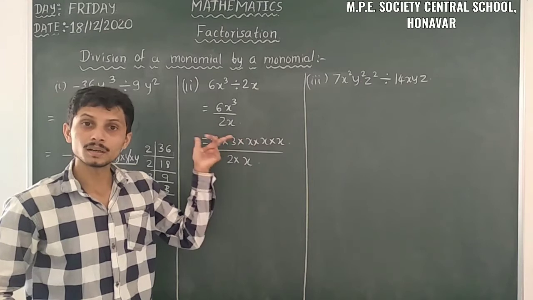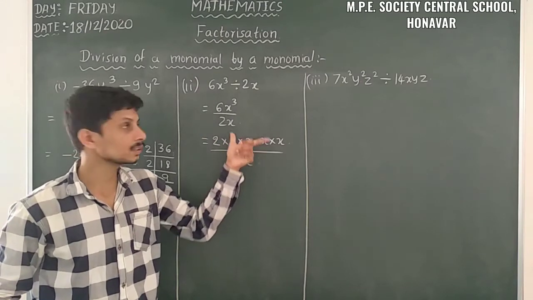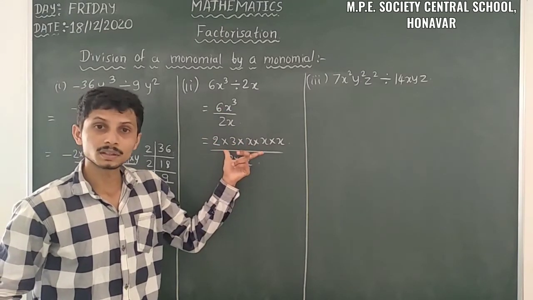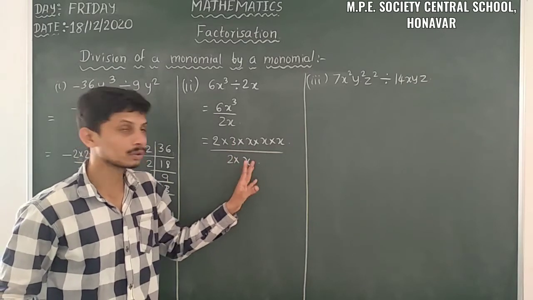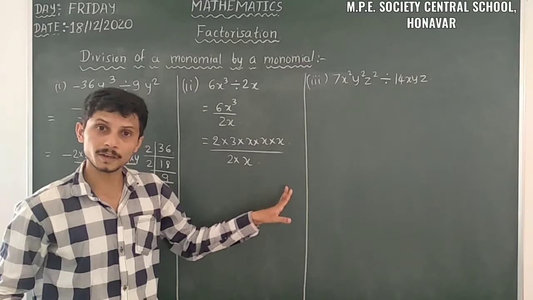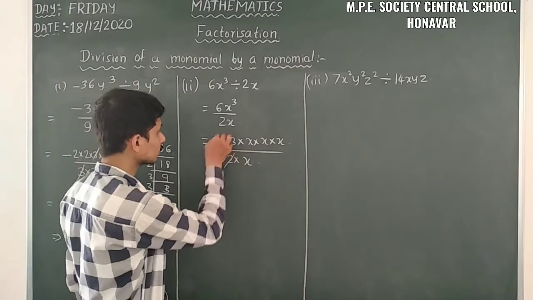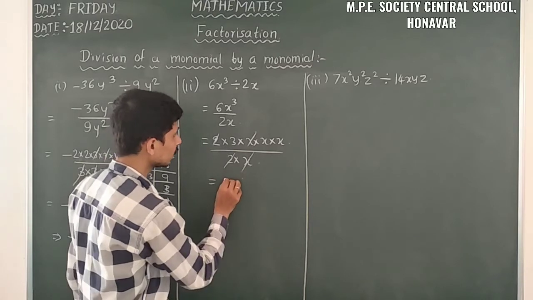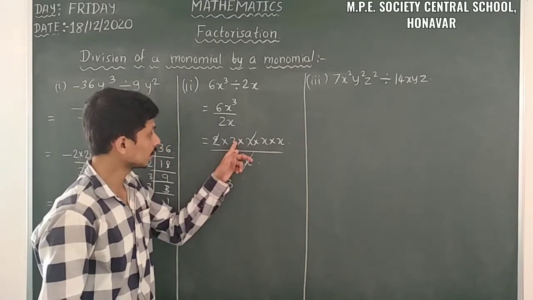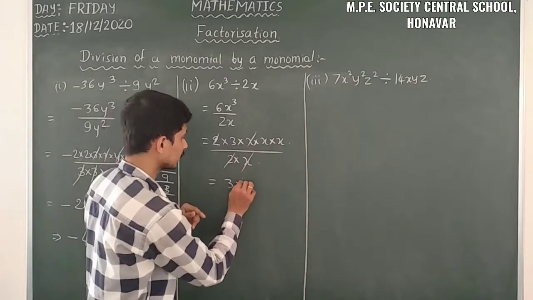Here we have the product of irreducible factors, the numerator term and the denominator term. We can write it in the form of 2 into x, a product of irreducible factors. Here we can cancel out 2, and here we can cancel out x. And what remains? 3 remains in the numerator, and 2x remains in the denominator.